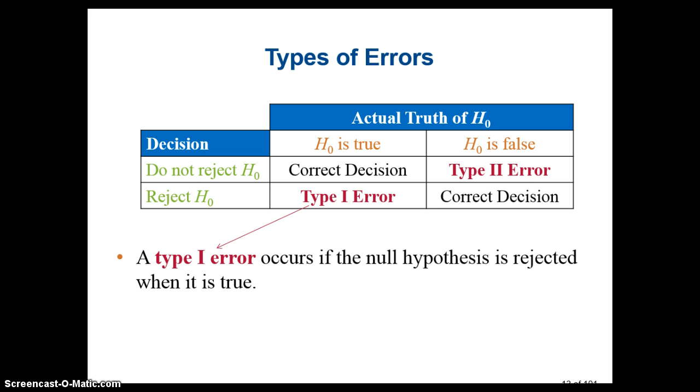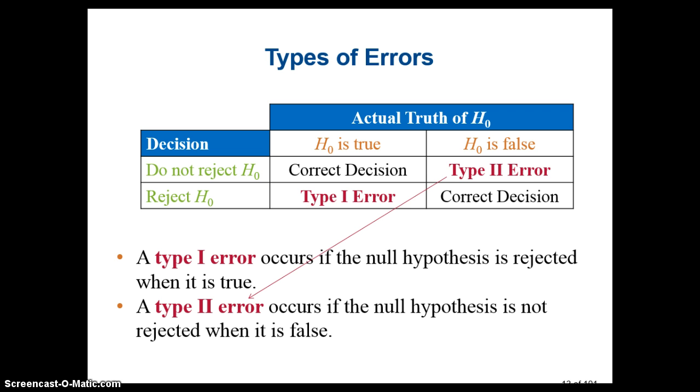A type 1 error occurs if your null hypothesis, the HO, is rejected when it is in fact true. So if you reject the null hypothesis and you say, no, the HO is wrong, and then you find out afterwards it was actually okay, then that's a type 1 error. A type 2 error is the opposite. That's when you don't reject the HO when you really should have.